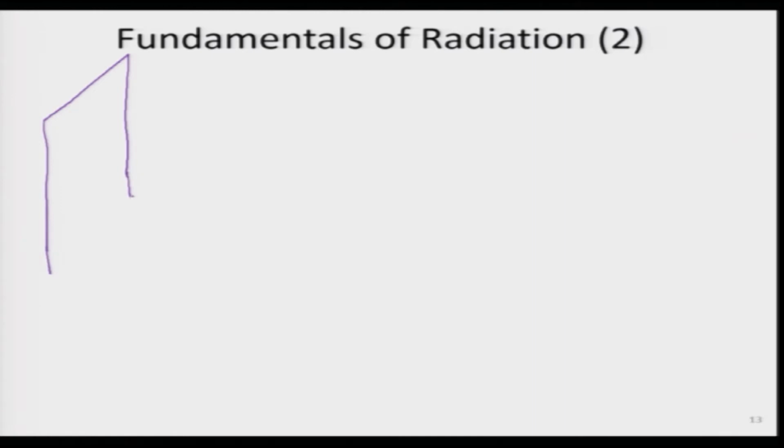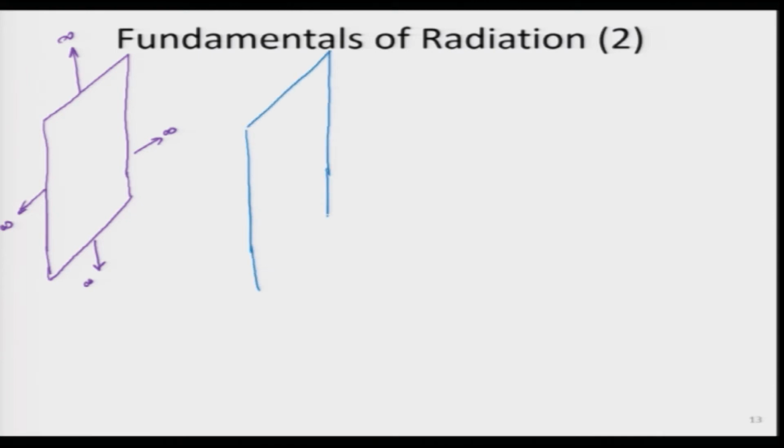If I have two very huge plates, so this plate is very large, so it is large in this direction and this direction as well. It's very large. Then I have another very large plate which is kept facing it. So, I am putting infinity on all sides because they are huge. So, I am putting two very large plates facing one another. So, there is some gap in between.